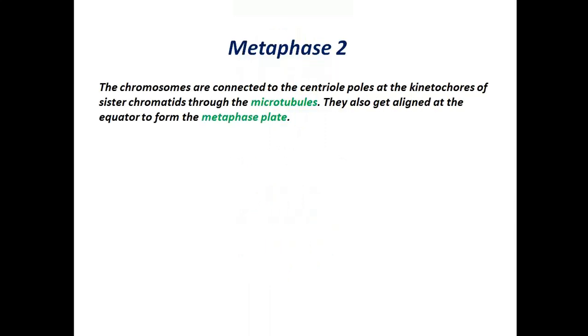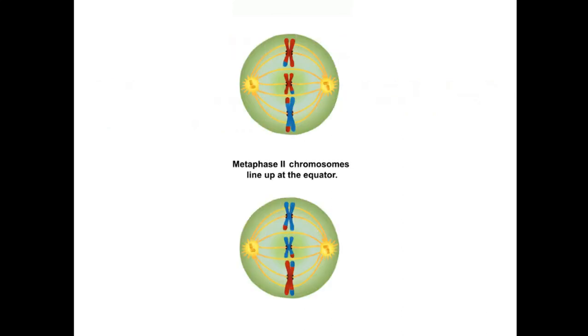Next, metaphase 2. The chromosomes are connected to the centriole poles, at the kinetochores of sister chromatids through the microtubules. They also get aligned at the equator, to form the metaphase plate. Here's the diagram of the metaphase 2. See how the chromosomes of both the daughter cells have arranged themselves at the middle of the cells.